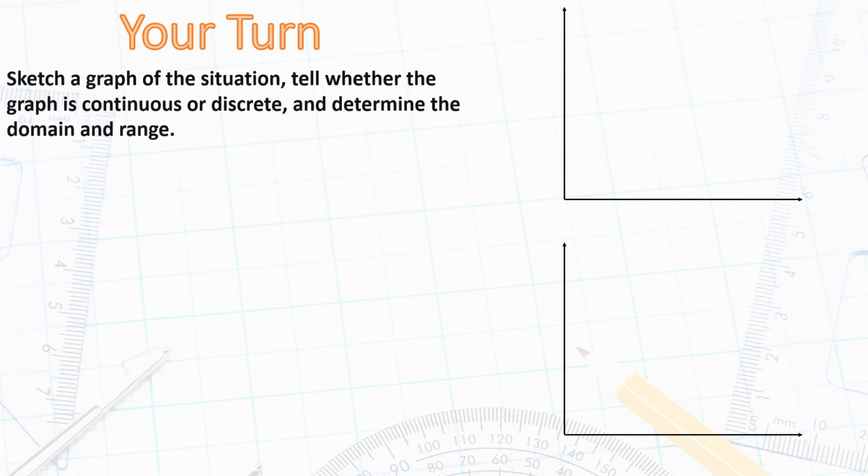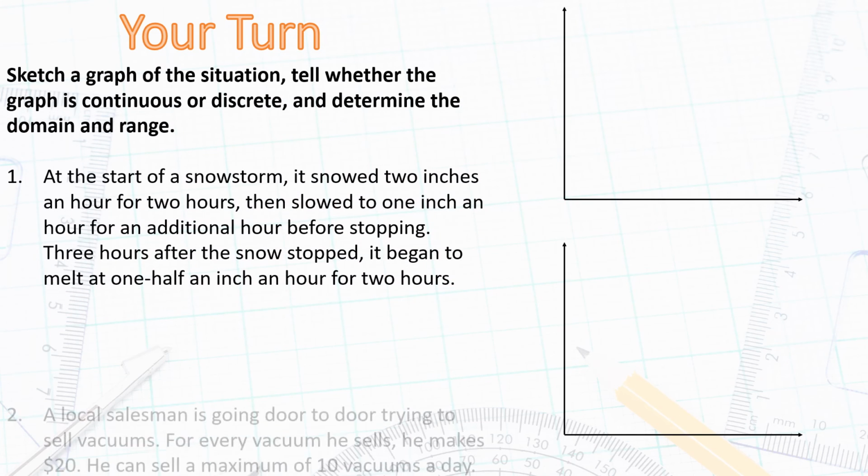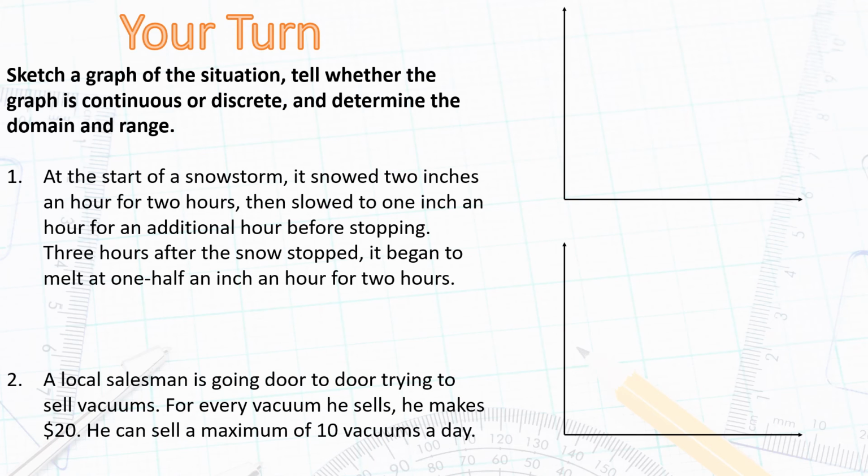All right, your turn. Sketch a graph of the two situations and tell me the domain and range. So put some labels on the graph. Domain should go on the x-axis, range should go on the y. At the start of a snowstorm, it snowed 2 inches an hour for about 2 hours and then slowed down to 1 inch an hour for an additional hour before stopping. 3 hours after the snow stopped, it began to melt at 1/2 an inch an hour for 2 hours. So you're going to have to graph that one.